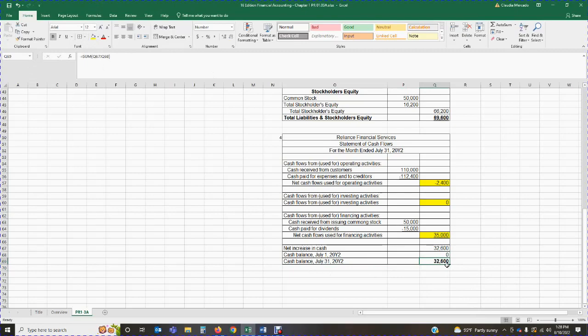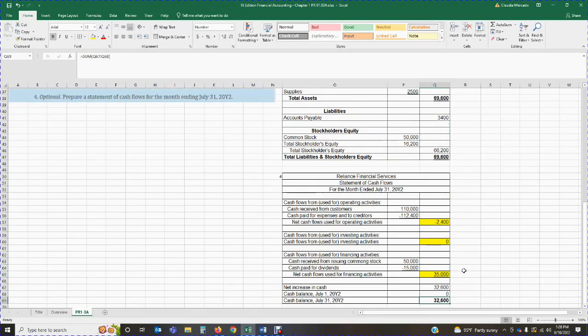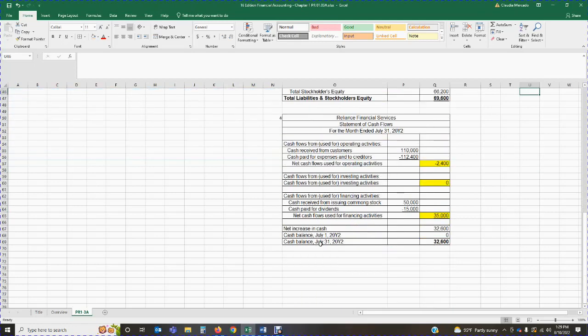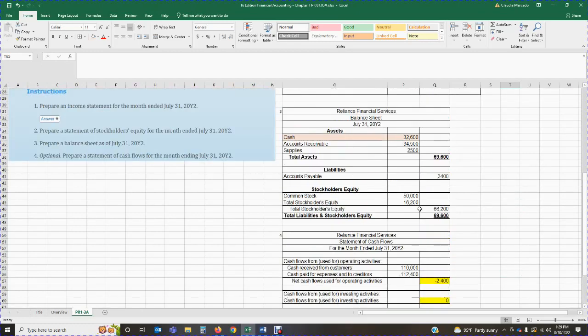Now that number right there, that $32,600, needs to equal this amount right here. That's the amount of cash that we reported in our balance sheet. Okay, 32,600, and that is our ending cash balance over here in our statement of cash flows of 32,600. So you can make sure that you completed your statement of cash flows correctly by comparing that ending balance number with your balance sheet cash amount reported.